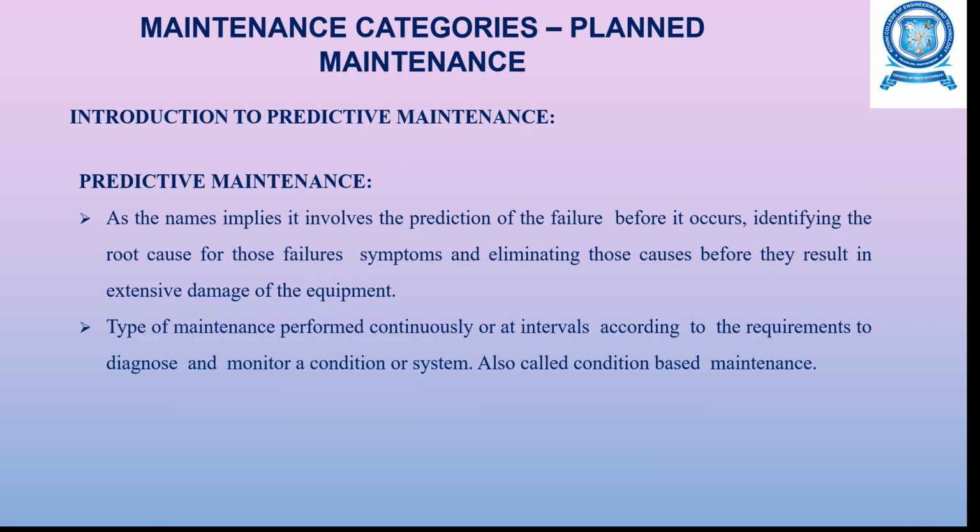That is, the failure will be predicted before it occurs, and the root causes of the failures will be identified by symptoms, and those causes eliminated before they may rise into extensive damage of particular equipment. This is a type of maintenance normally performed continuously or at intervals, according to the requirements and the monitoring condition of the system. This is also called condition-based maintenance.